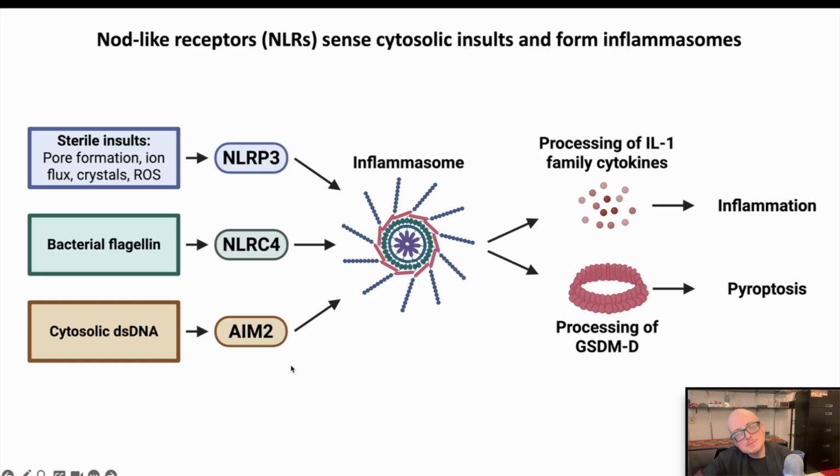A major convergence, though, is that all of these NOD-like receptors, the thing that they have in common is that they form large enzymatic complexes known as inflammasomes. And inflammasomes, from their name, as you can tell, they induce inflammation, and they have enzymatic activity which facilitates that inflammatory process. And the major enzymatic activity that they have is protease activity. So a constituent part of the inflammasome, in addition to the NOD-like receptor, is the protease caspase-1.